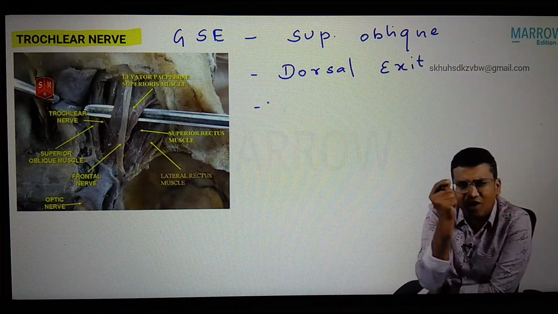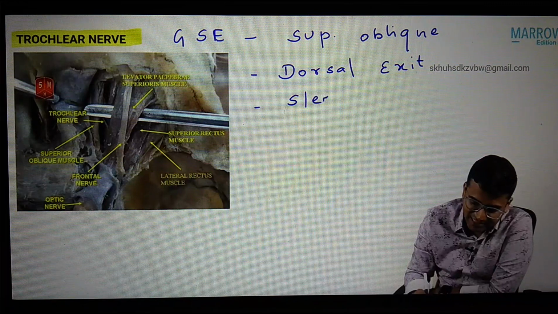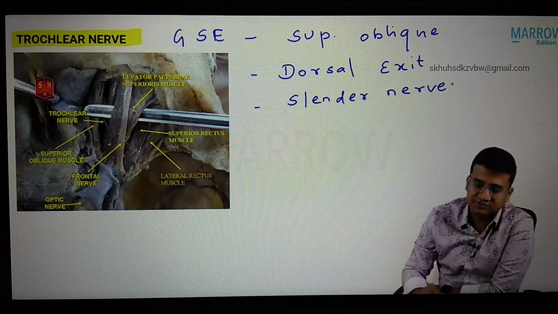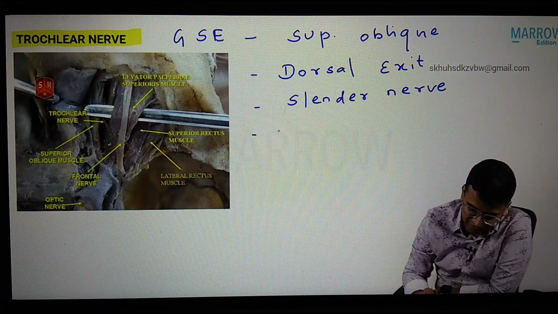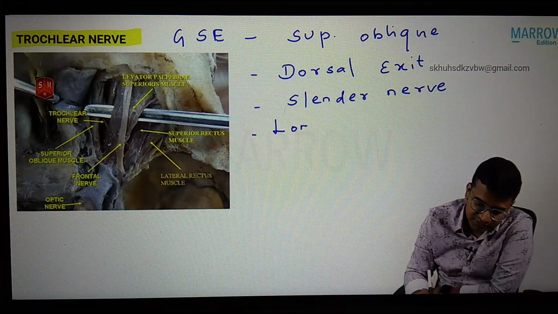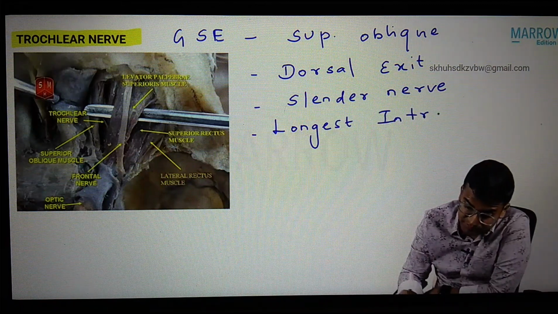And it is the smallest nerve. Smallest nerve means it is a slender nerve, having very few axons. Okay. Next, it has the longest intracranial course.